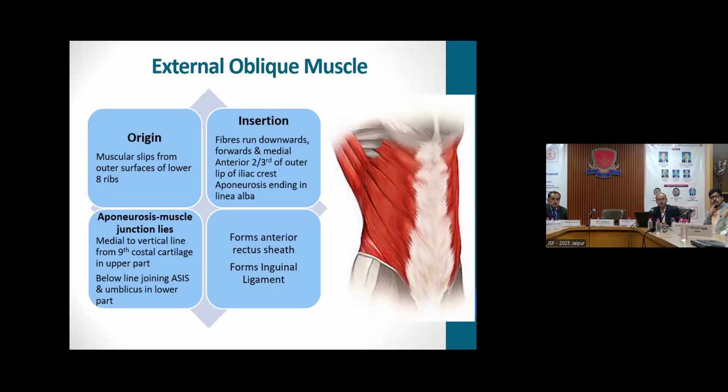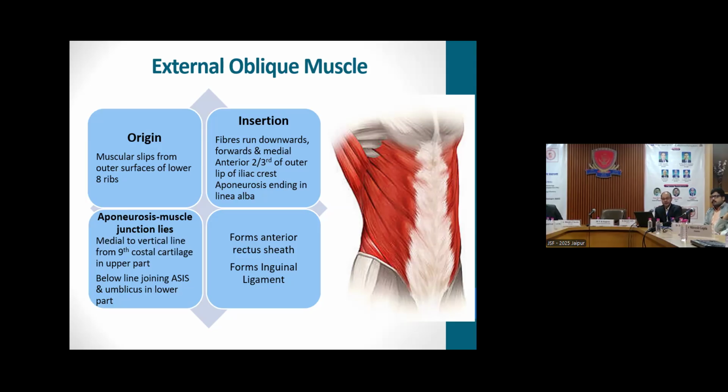Talking about these muscles one by one, the origin of the external oblique muscle: basically this muscle runs downwards, medially and anteriorly, so the origin is above. It originates by muscular slips from the outer surface of the lower 8 ribs. The fibers run downwards, forwards, medially, and are inserted into the anterior 2/3 of the outer lip of the iliac crest. It forms an aponeurosis which ends in the linea alba, whose fibers decussate with the fibers from the opposite side external oblique.